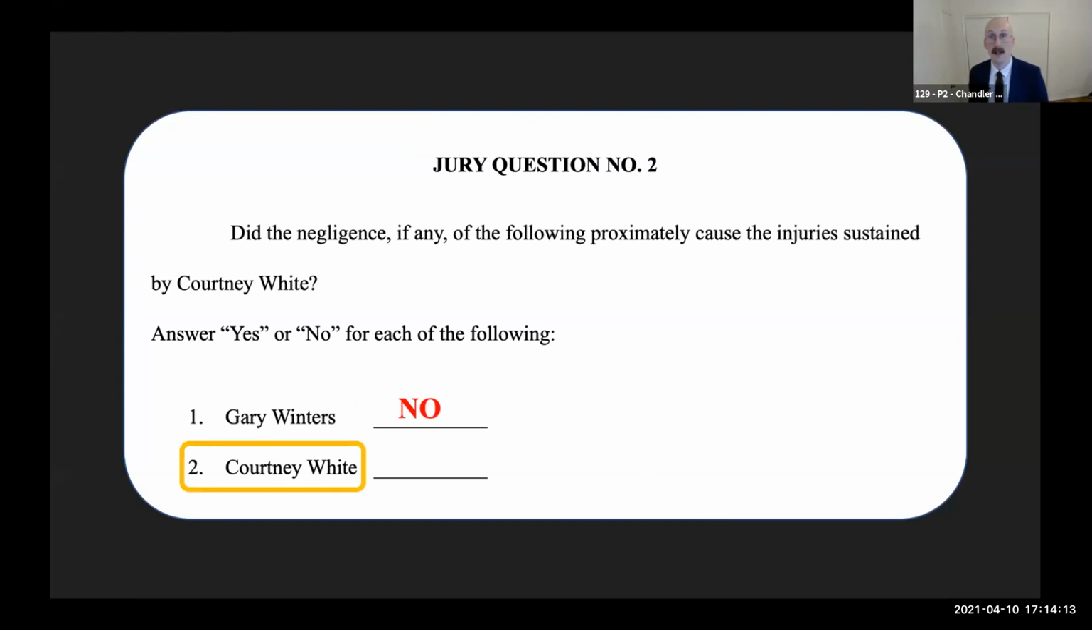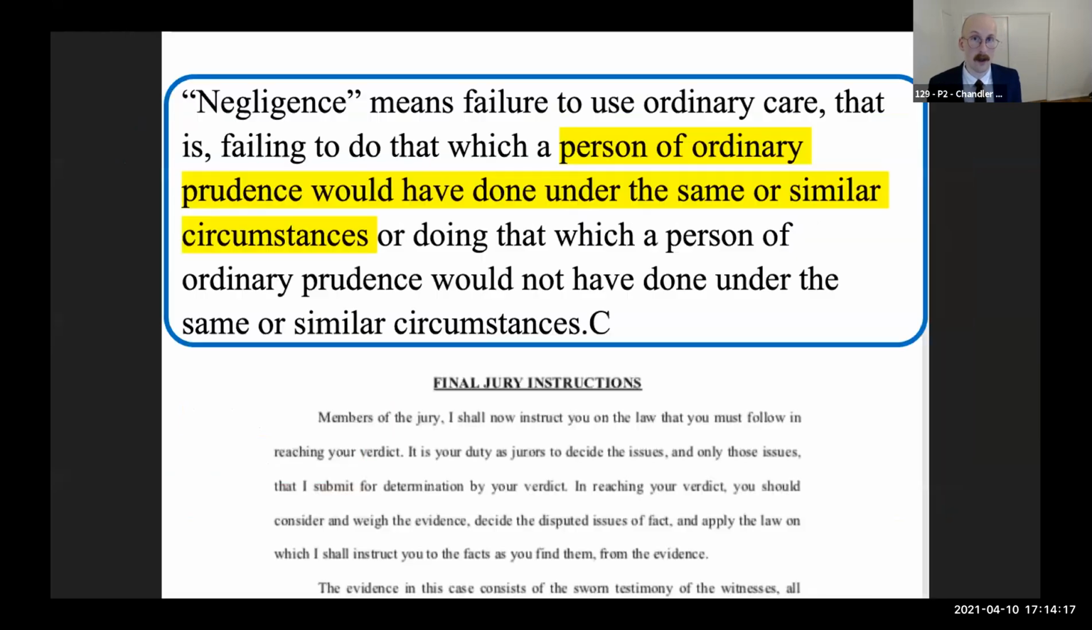And that just leaves us with Miss White. And Miss White just wasn't negligent. The judge is going to instruct you that negligence involves the ordinary person standard. What an ordinary person would do, or failing to do what an ordinary person would in the same or similar circumstances. There's a jury. The ordinary person doesn't wear a seatbelt on a bus.